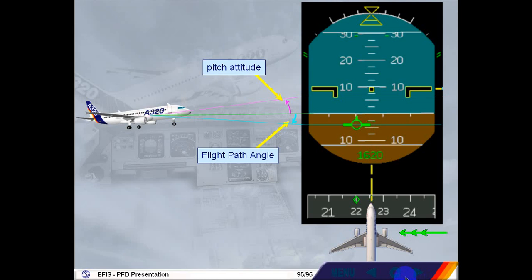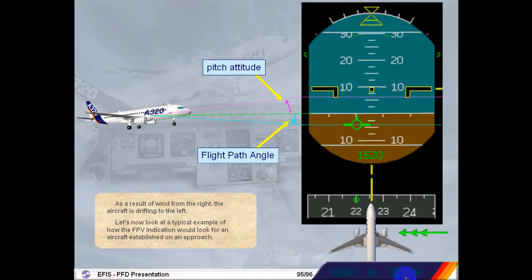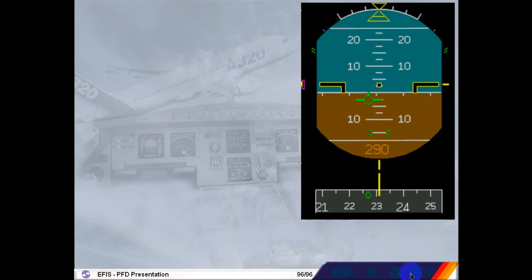Let's now look at a typical example of how the flight path vector indication would look for an aircraft established on an approach. The aircraft is fully stabilized in final approach. Notice that the flight path vector is in line with the track diamond, indicating left drift. The flight path vector is below the horizon line at a 3-degree descent angle.